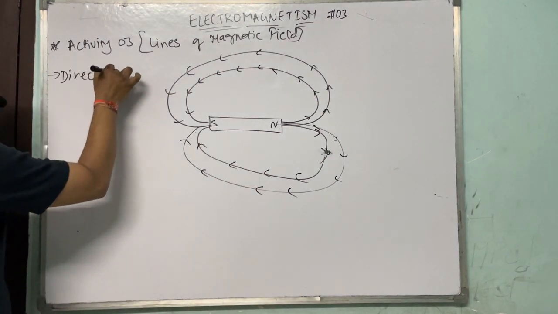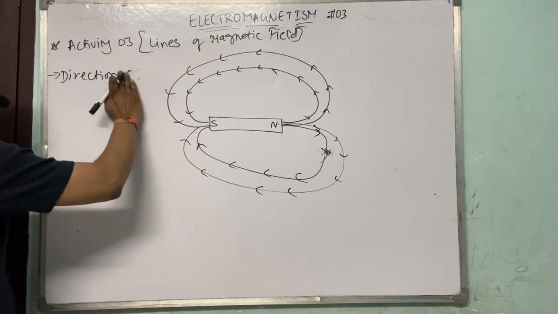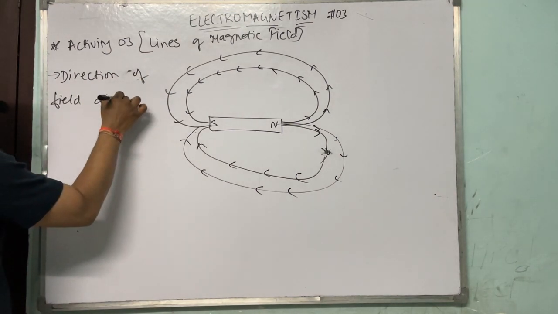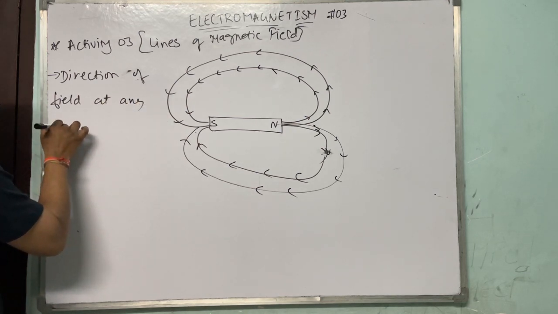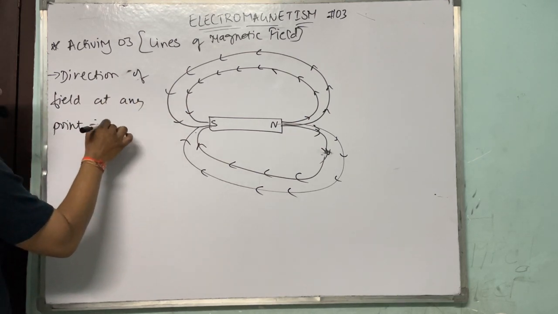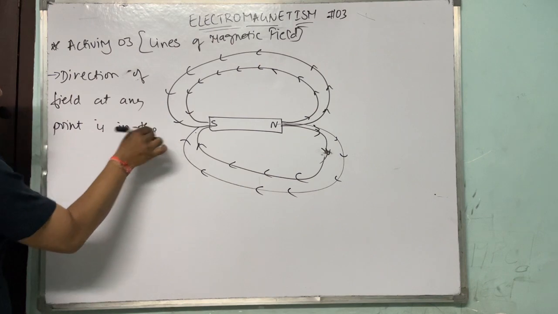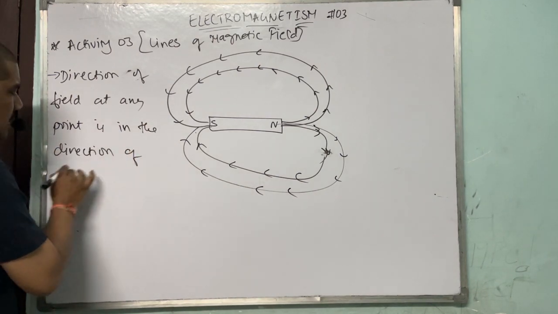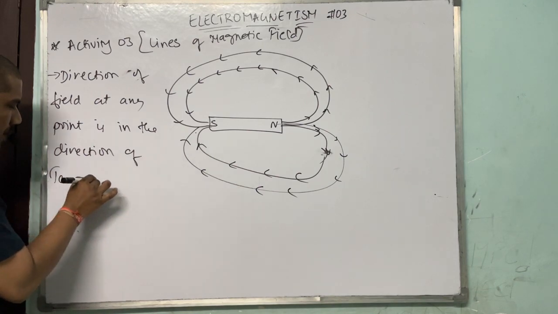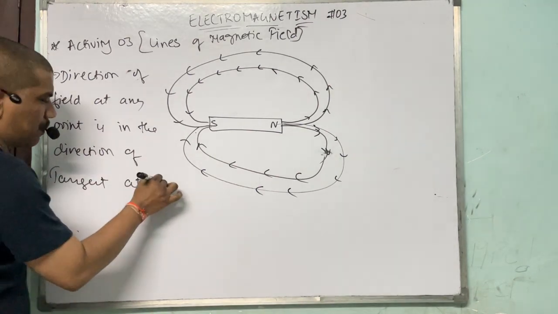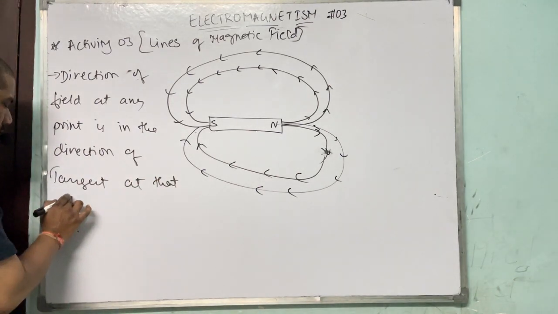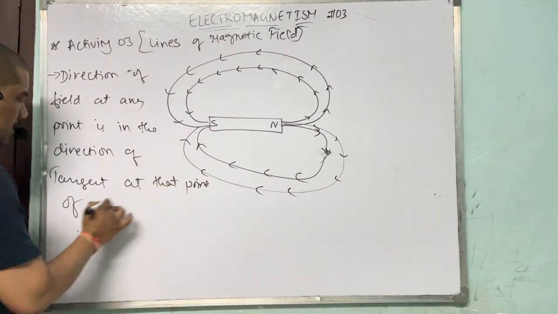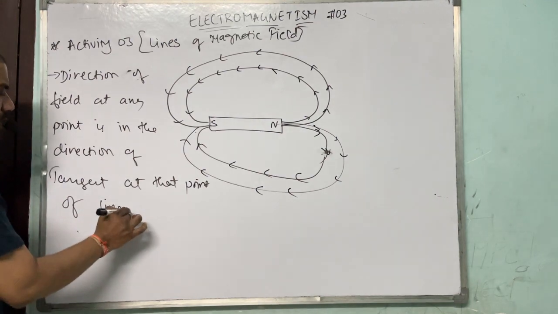Direction of field at any point is in the direction of the tangent at that point of curvature, at that point of the line you are at.